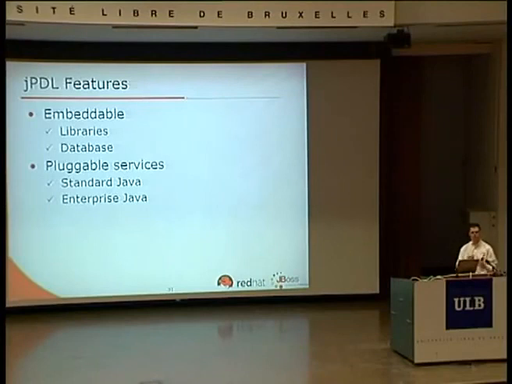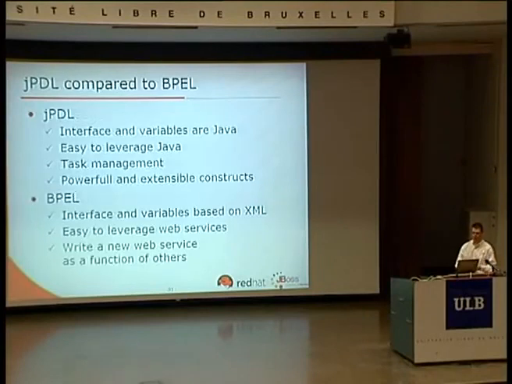And both JPDL and JBPM in general work on an enterprise Java platform, but also on a standard Java platform. So you don't need to have an application server. You can run it in Tomcat or in your Swing application, and it also plugs into various databases. Because of the Hibernate JDBC abstraction, we can run on Oracle or any other database that you have in your project. And the pluggable services, I already explained that we run on both enterprise and standard environments.